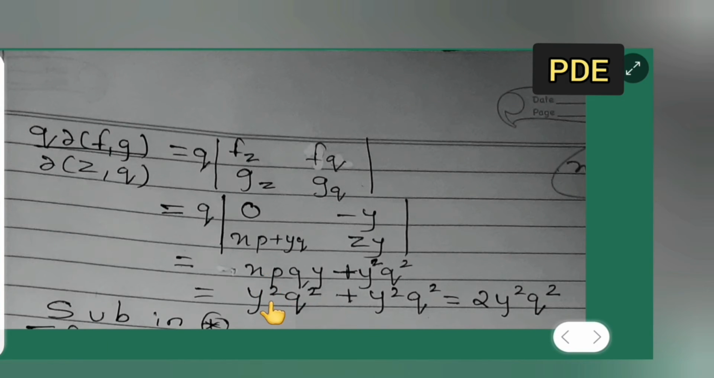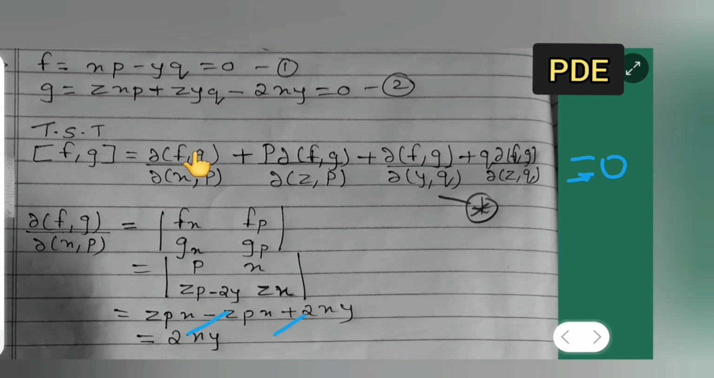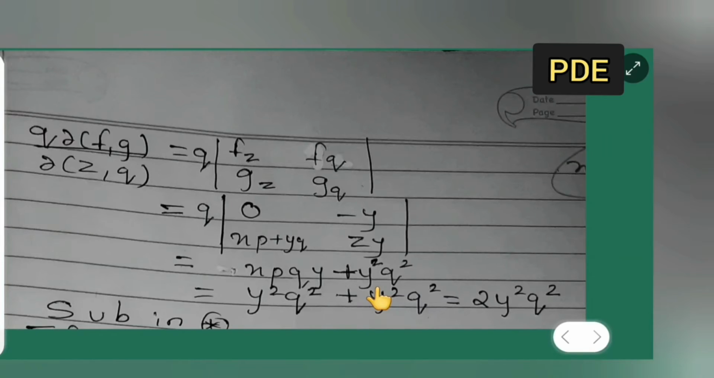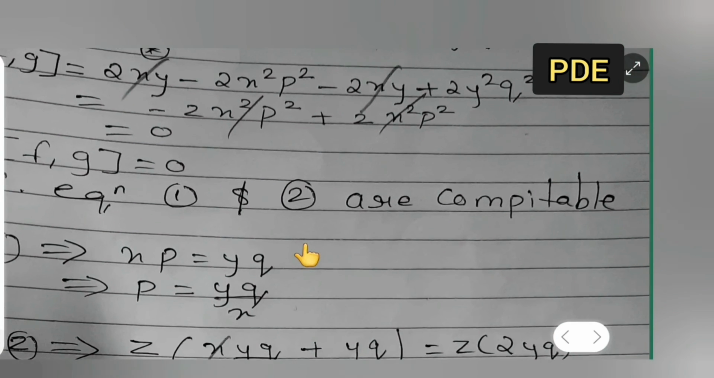So I will get y square q square plus y square q square, which is nothing but 2y square into q square. Now substitute all these values in star. I have to substitute whatever values I got in this star. Now let us substitute and see what we are going to get.